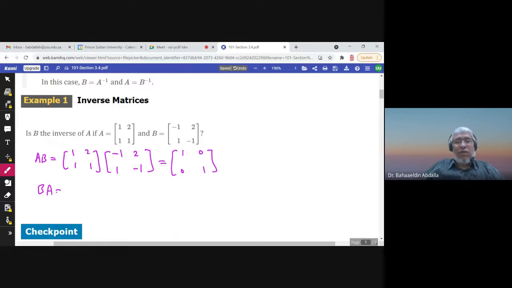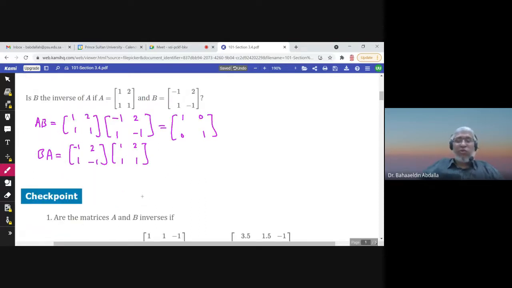What about B times A? This time we start by B multiplied by A. If you forgot how to multiply two matrices, go to the previous section, or maybe the one before. Negative 1 times 1 plus 2 times 1 is 1. Negative 1 times 2 plus 2, that's 0. 1 plus minus 1 is 0. 2 minus 1 is 1. So, yes, A and B are inverses of each other, or B equals A inverse, or A equals B inverse.